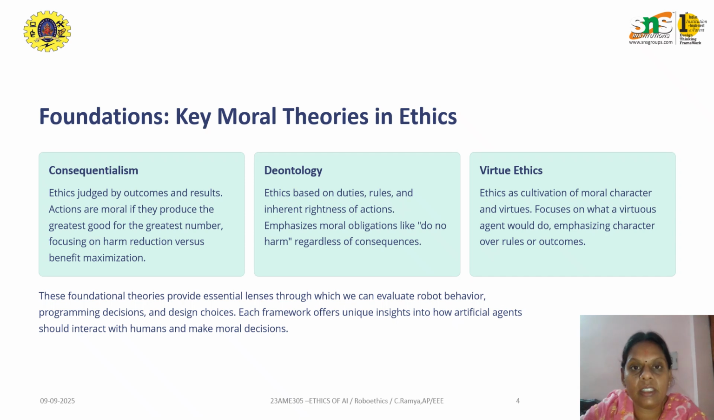Next are the foundations of moral theories. To understand roboethics, we have three moral theories. One is consequentialism, where an action is moral if it produces the best outcome for the largest number. Second is deontology. Here actions are moral if they follow rules or duties, like not causing harm. And last is virtue ethics. Again, morality comes from developing good character or virtues, and not just following rules. These theories help engineers design robots that act responsibly even in complex real-world situations.